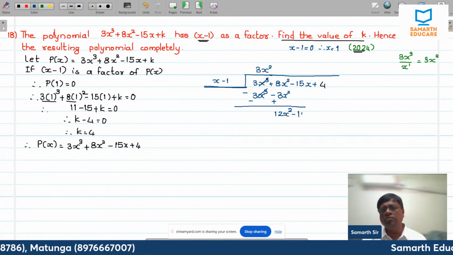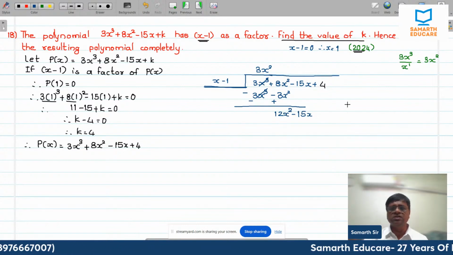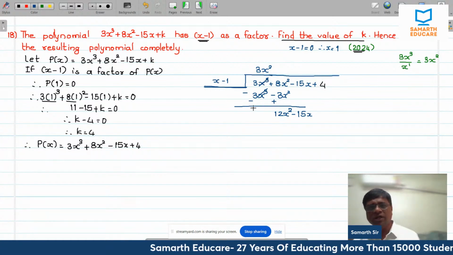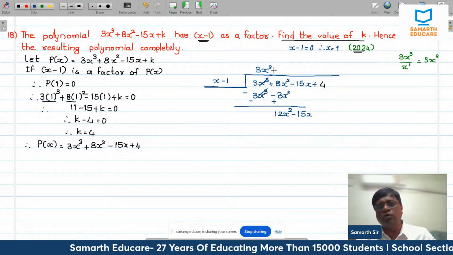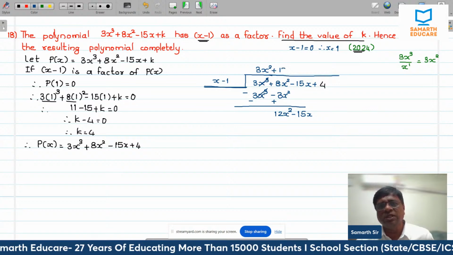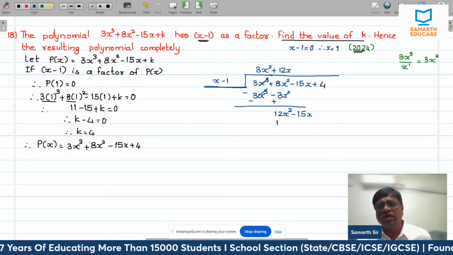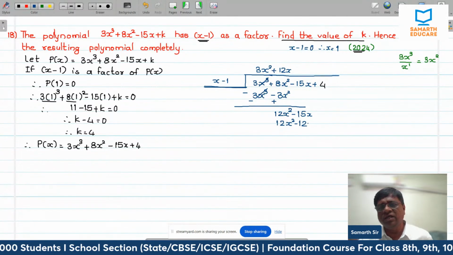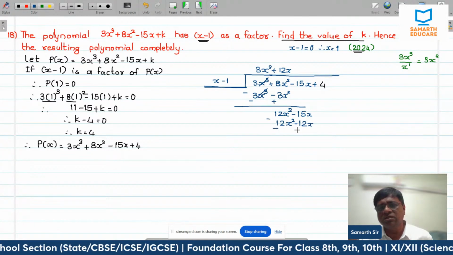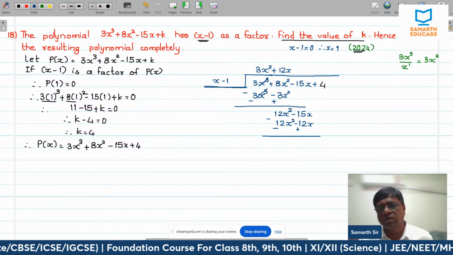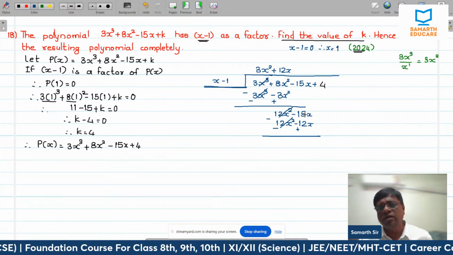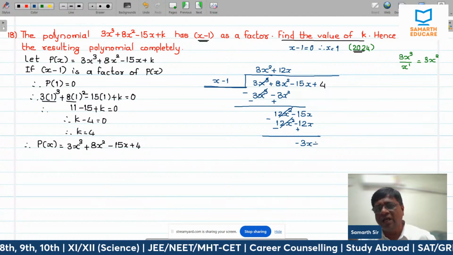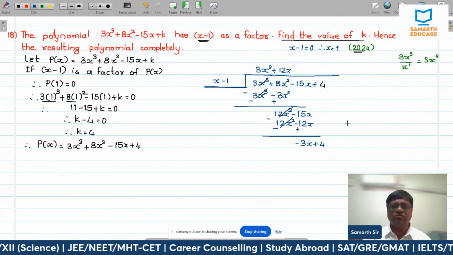I take one term at a time, right? This is minus 15. So I have x now and I want 12x square, right? When you divide 12x square by x, what do we get? We get 12x. So I get 12x square minus 12x. Subtract this, right? Minus 15x plus 12x is minus 3x. I take the remaining term down, that is plus 4.